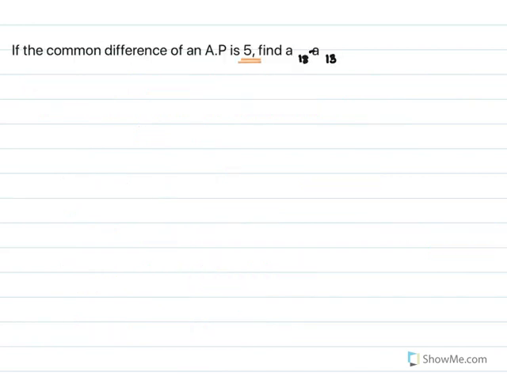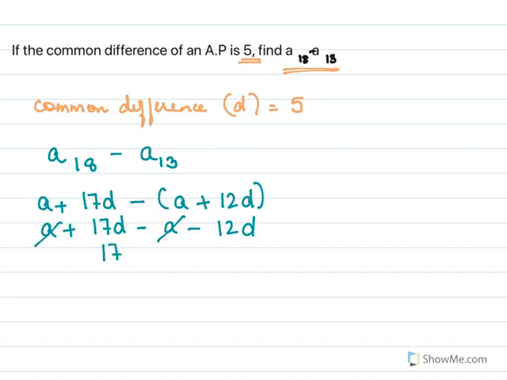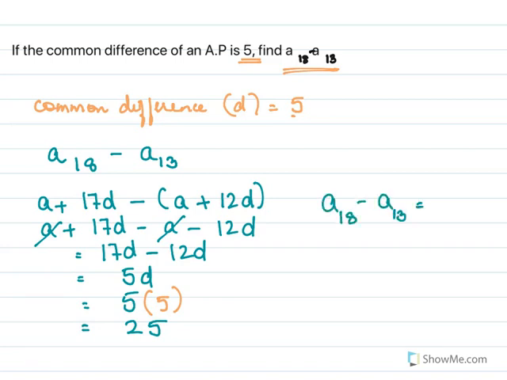If the common difference of the AP is 5, so common difference, which we say D, is equal to 5. We need to find A18 minus A13. Now A18 is A plus 17D, A13 is A plus 12D. We open the bracket: A plus 17D minus A minus 12D. A minus A will cancel, 17D minus 12D, and this is 5D. Now we know D is given here as 5, so this is into 5. So we have 5 into 5, that is 25. So A18 minus A13 equal to 25.